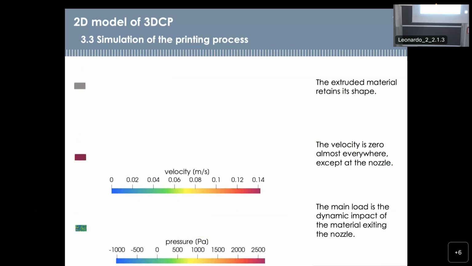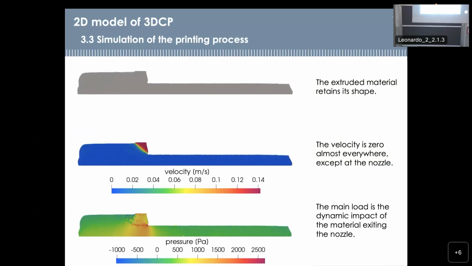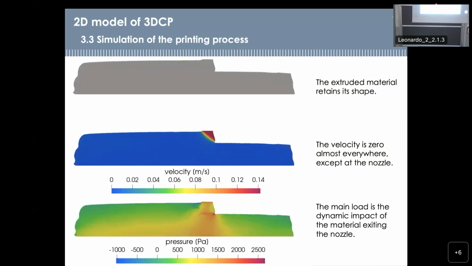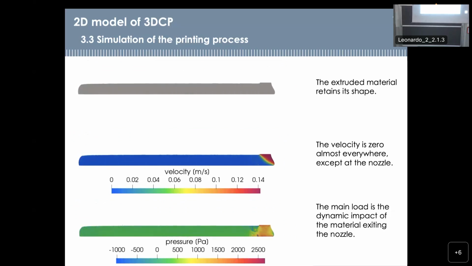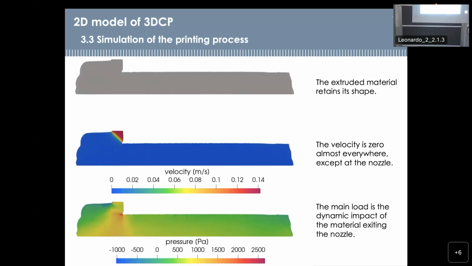While if we look at the pressures, we can see the pressures are increasing as the layers increase, and this is something that we expected. But also we can see that there is a local increase in the pressure, and this is due to the dynamic impact of the material flowing out of the nozzle.